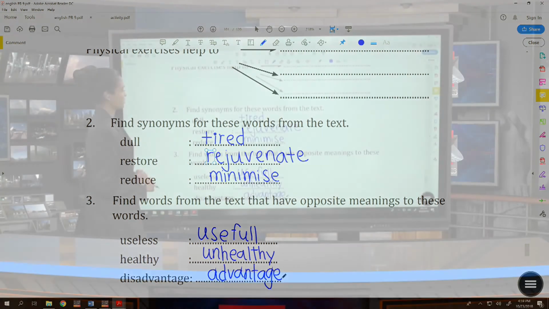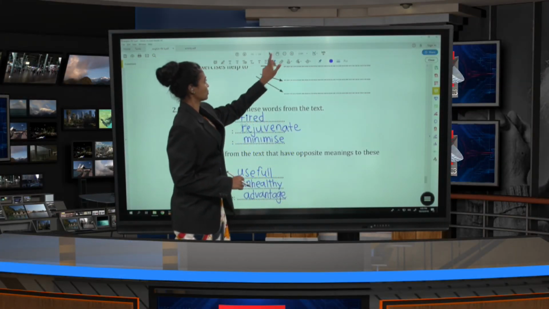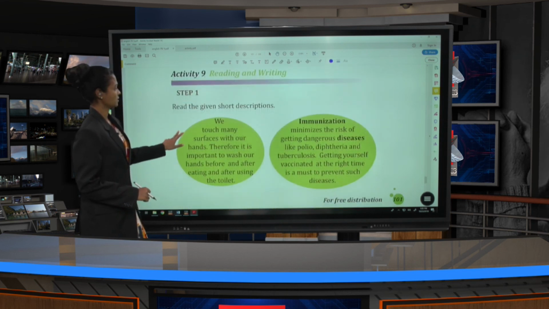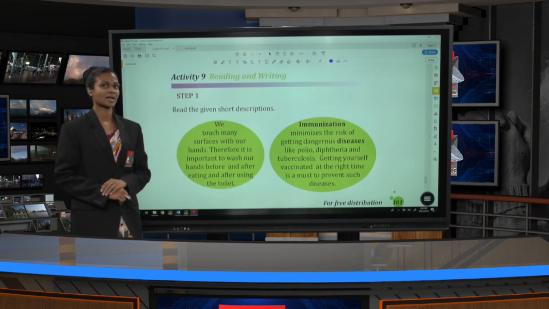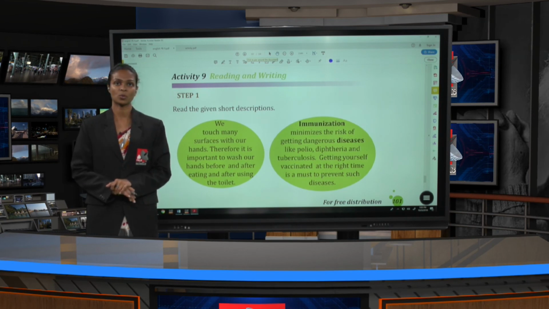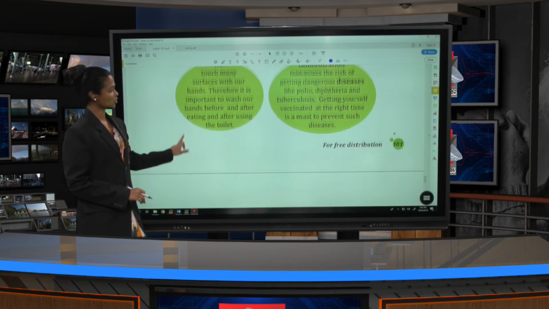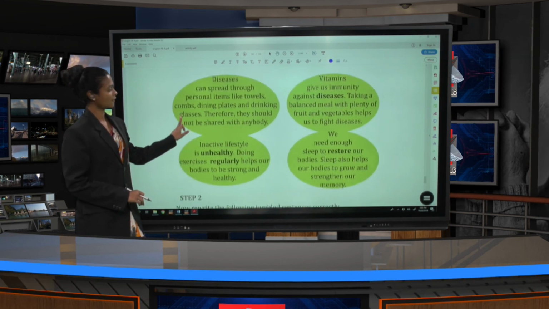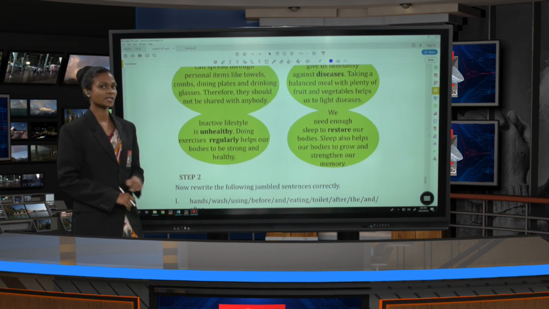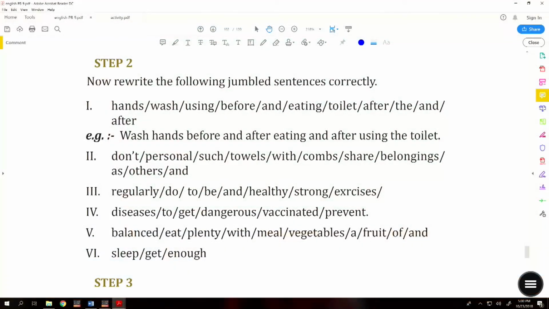All right. Then we will meet you next week with this activity, activity 9, on page number 101. Please go through each of the sentences and the descriptions, because we have to make sentences from these jumbled words.